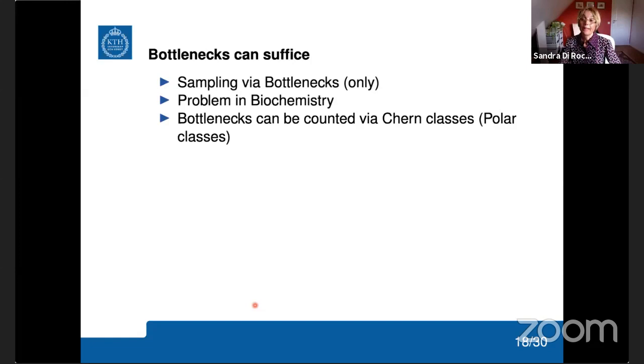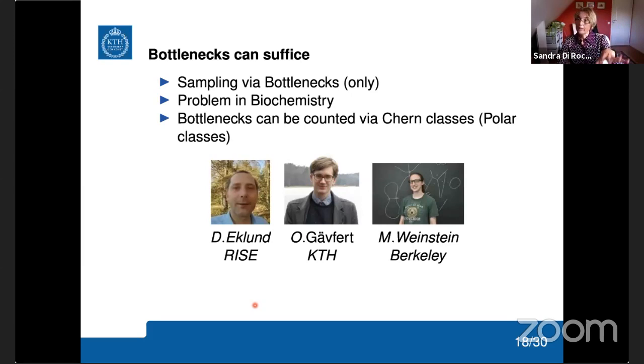And then at the end, I hope I will have some time to tell you that this is nothing strikingly new. Everything started already in the 18th century, and this is very classical algebraic geometry, which is behind all of this. The story that I will give you now is a more original story, and it has been possible because of collaboration with very, very smart young people. These are my three collaborators: David Eklund, who is a researcher at RISE, the Research Institutes of Sweden, at the moment; Oliver Gäfvert, one of my graduate students; and Madeleine Weinstein, a graduate student at Berkeley.